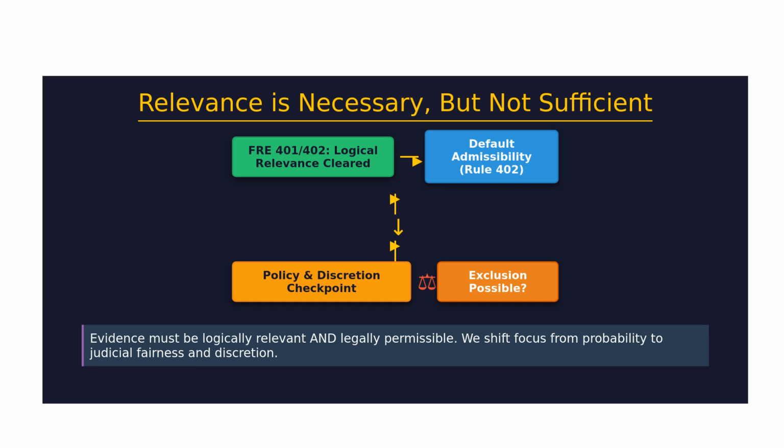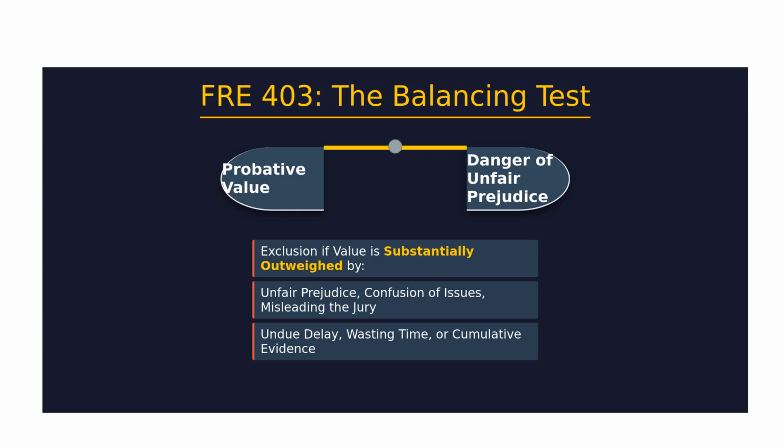The law recognizes that even highly probative evidence might need to be kept out if its admission serves some greater negative purpose, such as confusing the issues or unfairly prejudicing the jury. This next phase shifts our focus away from pure logical probability and toward the judge's role in ensuring fairness and judicial efficiency. We are now moving into the realm of judicial discretion, beginning with the balancing test of Federal Rule of Evidence 403. We now arrive at the critical judicial checkpoint, Federal Rule of Evidence 403.